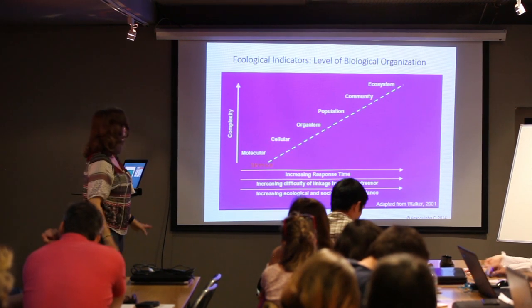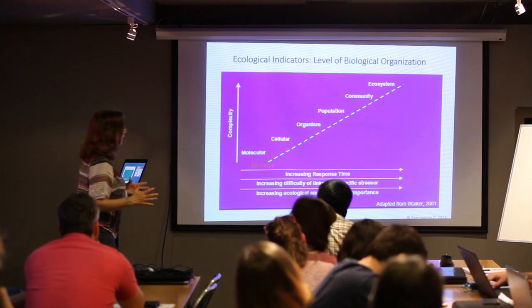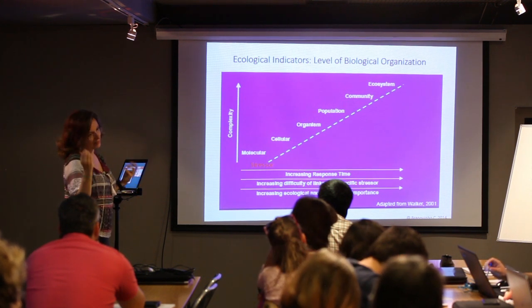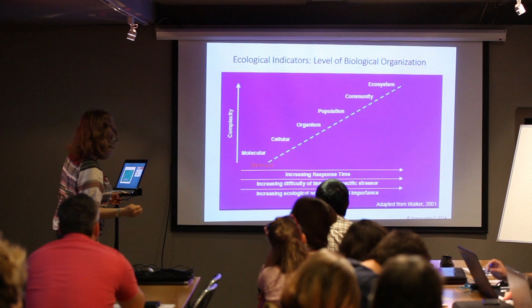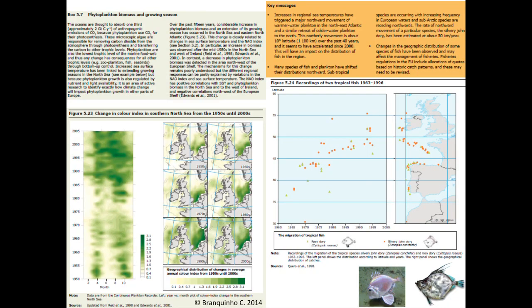Just to say that, of course, you get complexity when you have things at ecosystem level, and you have completely different response times. You have increasing difficulty linking the stressor and the effect, but the ecological importance also increases. So in terms of scale, you can use indicators at different scales. Of course, when you go to the ecosystem, it's harder, but it's more interesting anyway. Okay, so let's look at something which is completely different from our areas.